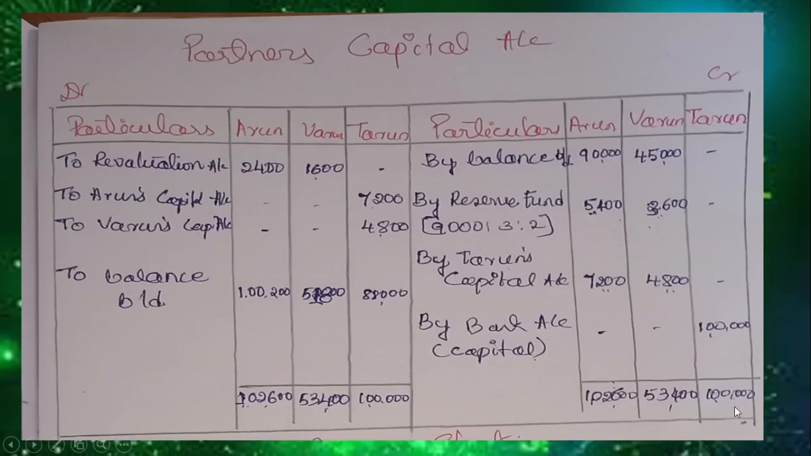1 lakh rupees credit side total minus this 12,000. So remaining balance is 88,000. So this is all about the preparation of partners capital account. So here you should remember the goodwill adjustment. For goodwill revaluation, here we have only one journal entry. New partner Tarun's capital account debit to Arun's capital account and Varun's capital account.